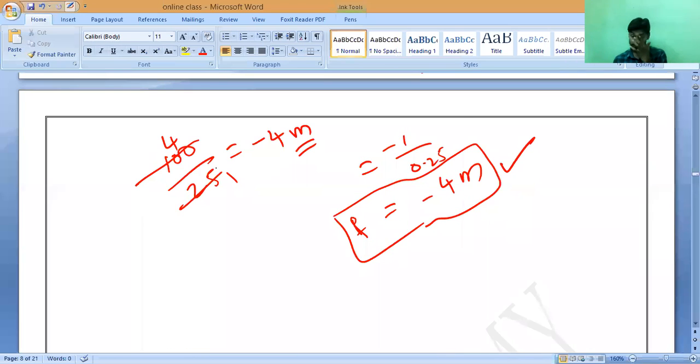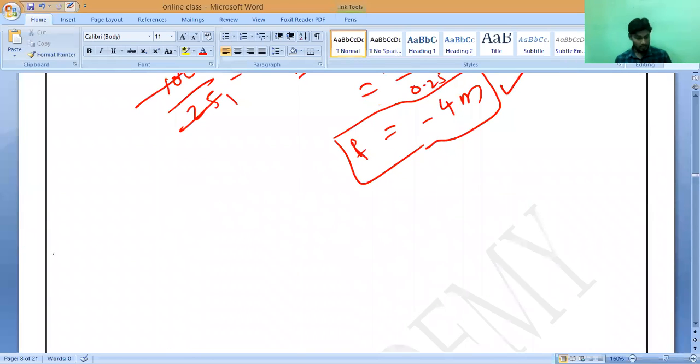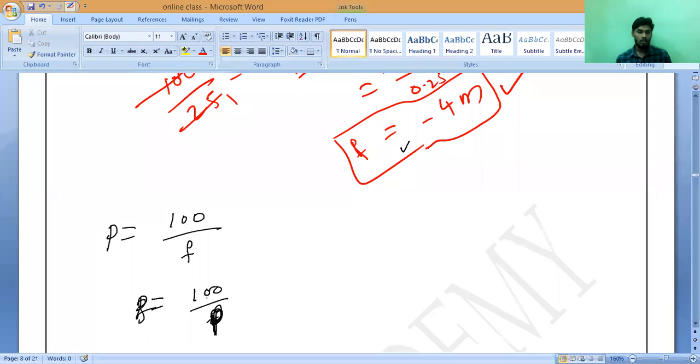Observe carefully. Directly if you want to convert into centimeters, we can use this formula. Power P is equals to 100 by focal length. Yes or no? Directly I can write 100 divided by F. So the power P, now F is equals to 100 divided by P. If you want to convert directly in centimeters, you can use this formula.